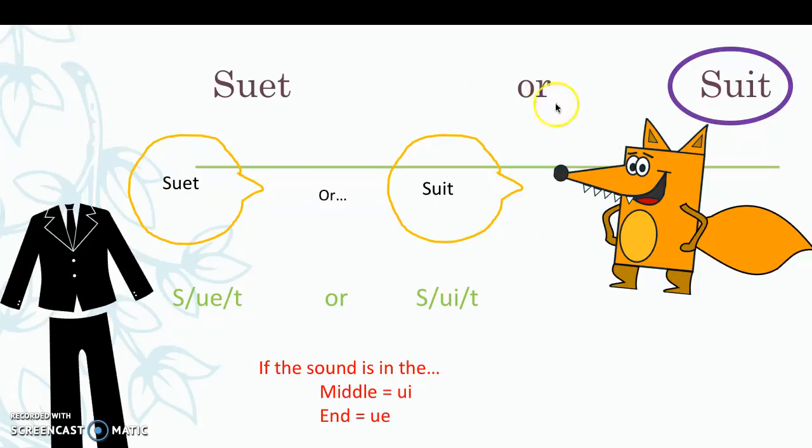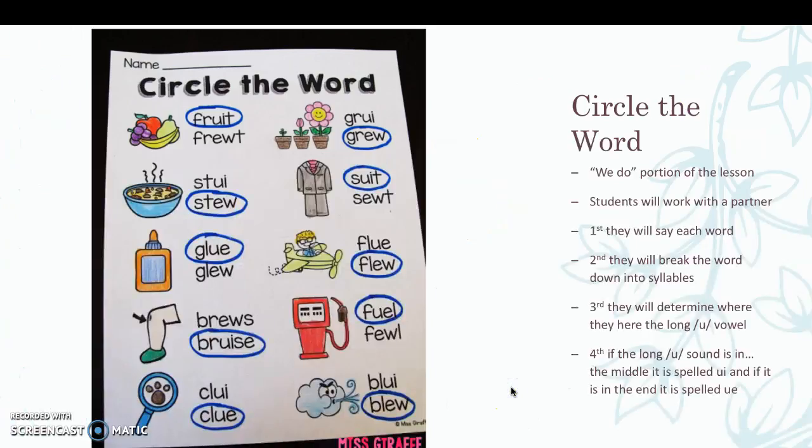So this is an example of the I do portion where I would go through steps and break down the syllables with the students and show them how to locate each sound. Then for a formative assessment, the students will have this circle the word activity. This activity will be implemented during the we do portion of the lesson.